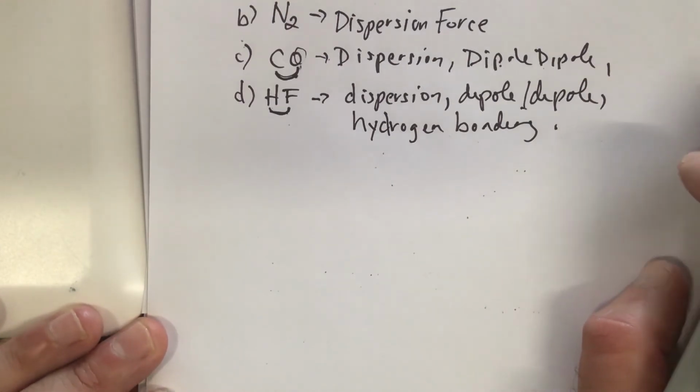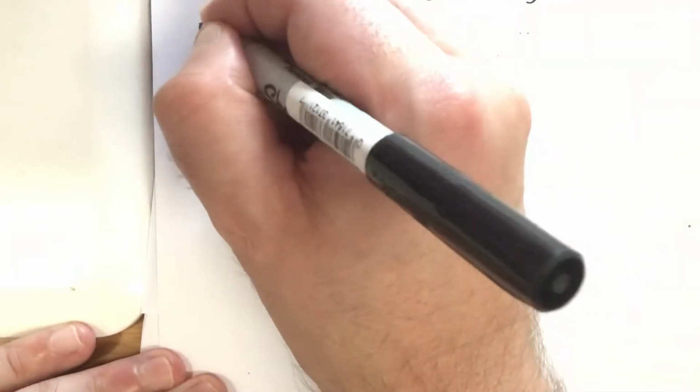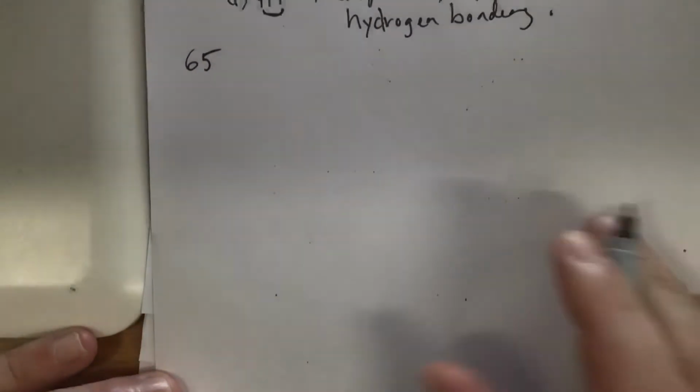So for 64, you need to go through those four molecules and suggest what's there as well. Okay? 65, we can look at it. And again, this is another question of what kind of intermolecular force is present. I think you're going to do 66.